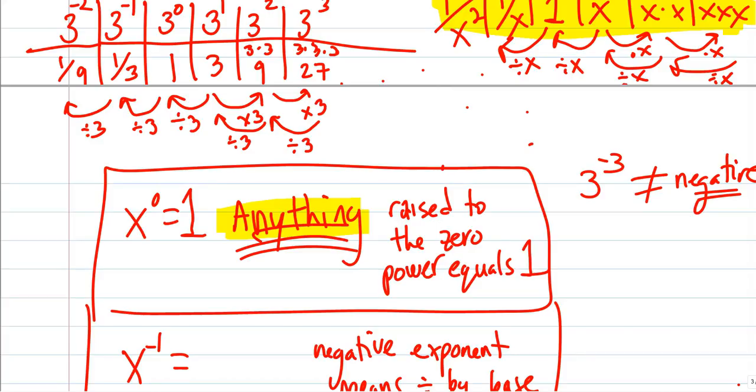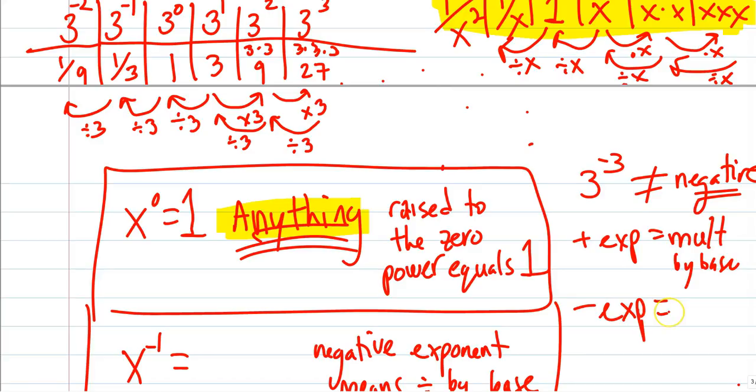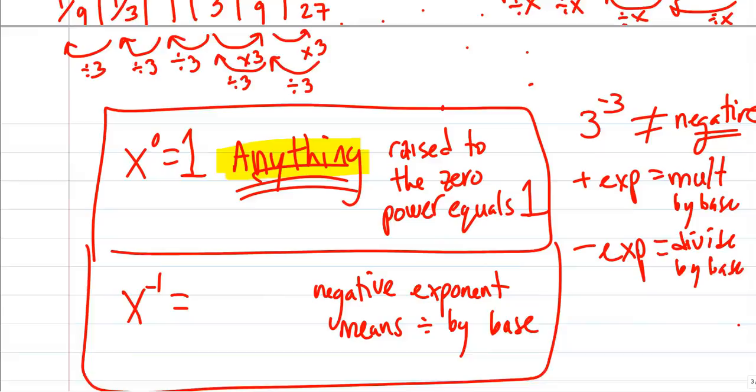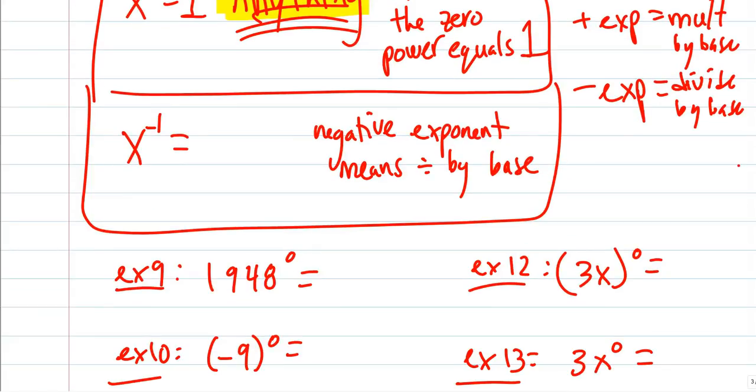What about 3 to the negative third? Do not make that negative 9. That's not what an exponent means, right? Positive exponent means multiply by the base. So a negative exponent means the opposite. Instead of multiplying by the base, we are dividing by the base. So what is x to the negative 1? It literally means take 1 and divide it by x.